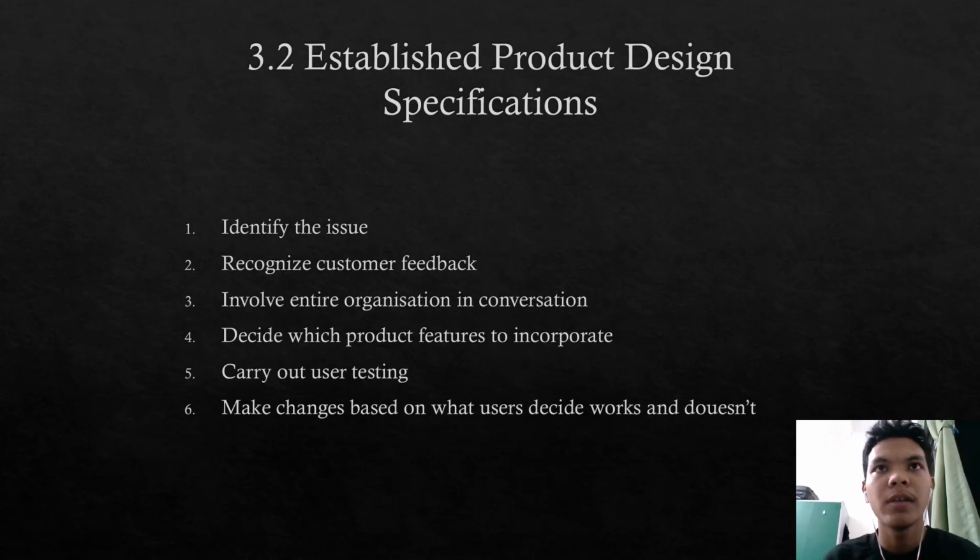The second is establish product design specification. The procedure is identify the issue, recognize customer feedback, involve the entire organization in conversation, decide which product features to incorporate, carry out user testing, and make changes based on what users decide works and doesn't.